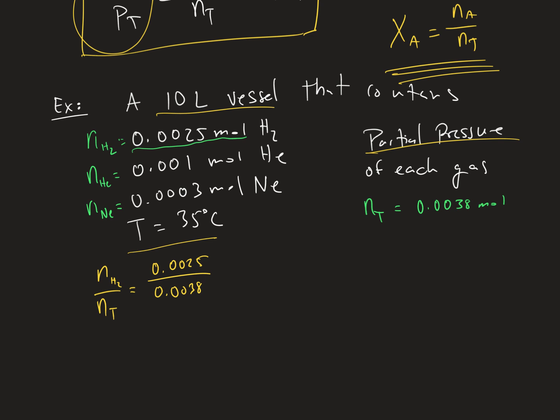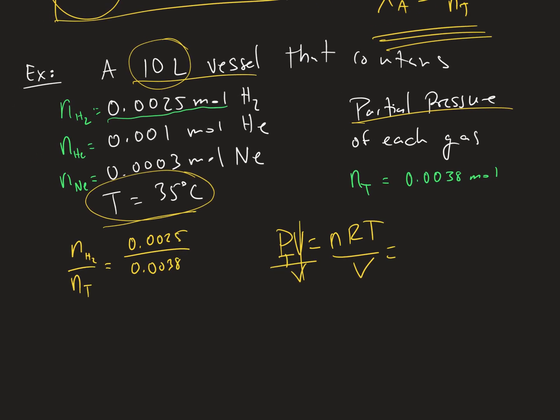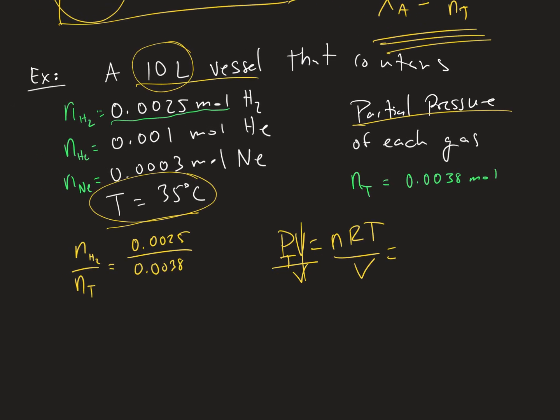Yeah. So PV equals nRT, divide both sides by volume, and that gives us the total pressure. Because we have the total volume and the total temperature. There's only one temperature, right? Does that make sense to everybody? Okay? So again, know what you know and know what you're going for.